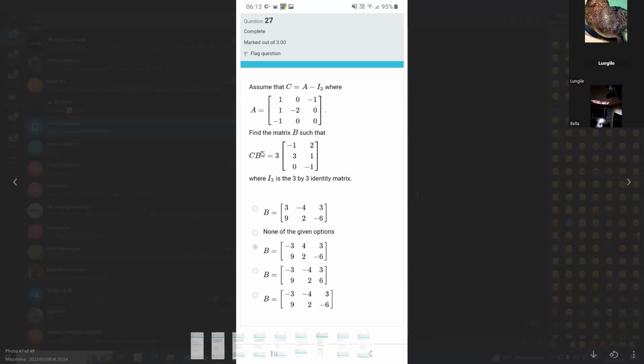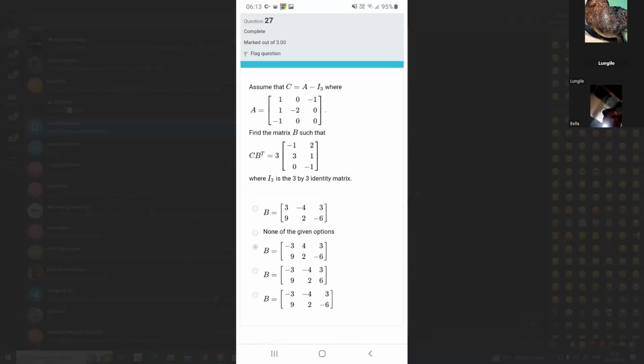Let me see. This is a 3 by 2 multiplied by 3 by 3. Now there won't be an answer here. Let me just quickly show you why. You don't even need to solve this question. You just need to understand what's going on.